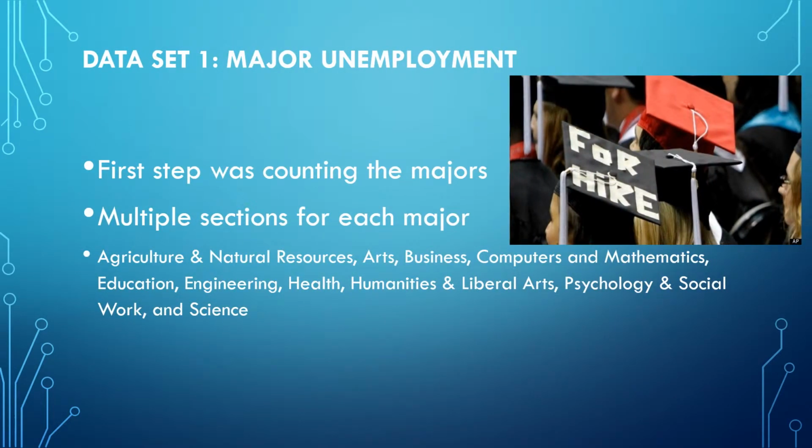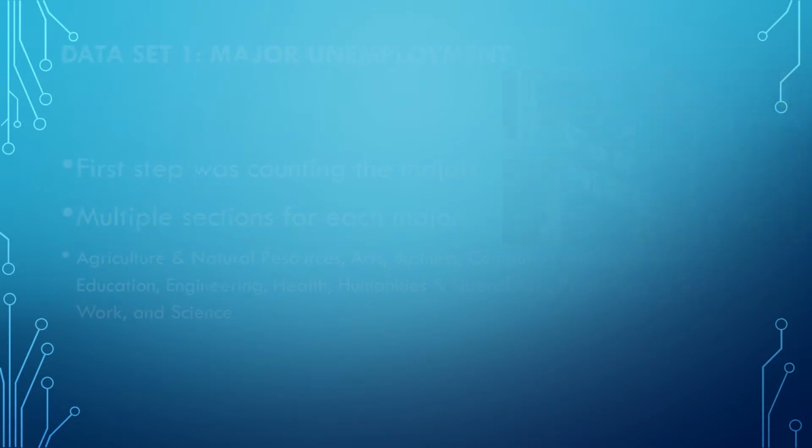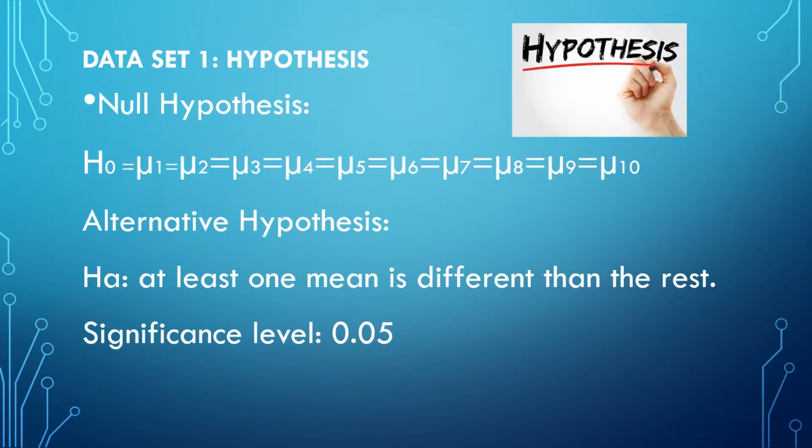Our first step was counting the majors. We had multiple sections for each major. In ascending order, the complementing majors were agriculture and natural resources, arts, business, computers and mathematics, education, engineering, health, humanities and liberal arts, psychology, and science being the 10th mean. After exploring our dataset more intimately, we were prepared and confident to perform the rest of our analysis.